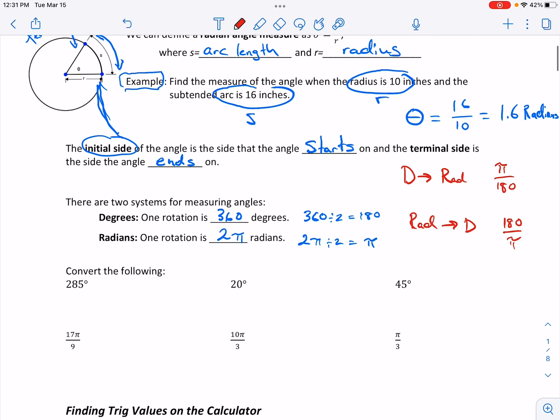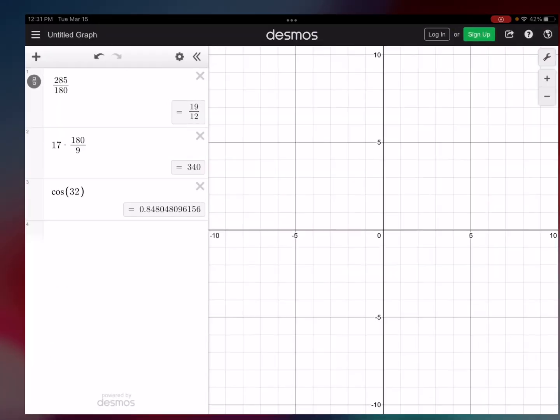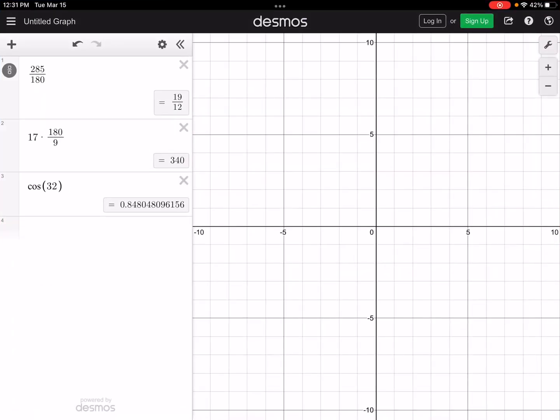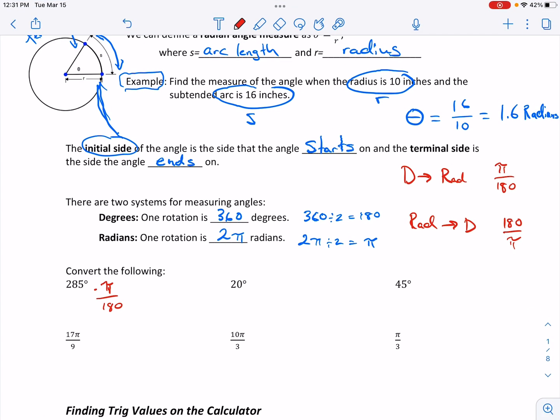So in this example here, if I have 285 degrees and I want this in radians, I multiply by pi over 180. So here we have 285 divided by 180, simplified is 19 over 12. So here we have 19 pi over 12 radians.